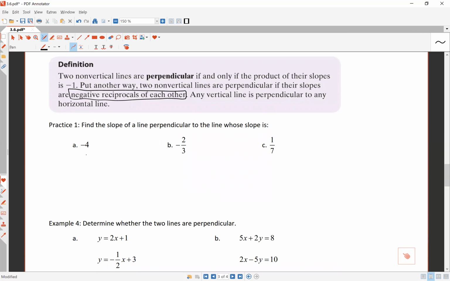So if you have a line whose slope is 3, the line perpendicular to that is going to have to be the negative reciprocal, -1/3. If you have a line whose slope is 4/5, the negative reciprocal of that is -5 over 4. If you have a line whose slope is -8, the negative reciprocal of that is 1/8.